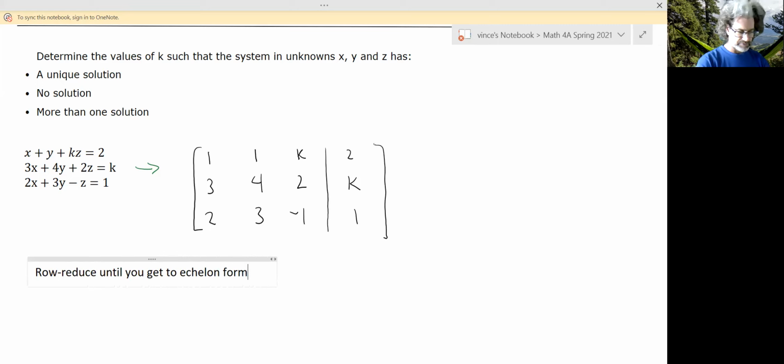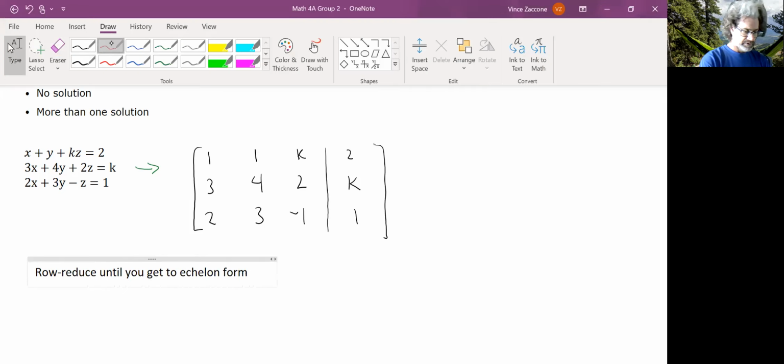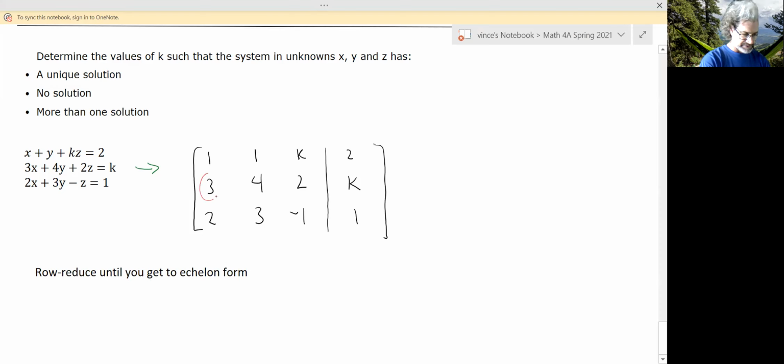So let's do that. The first steps I would do would be to use that first column and try to get zeros here and here, right? So where the 3 and the 2 are, that's where you want to knock those out. And we'll use the top row to do that. Luckily, there's already a 1 in the upper left corner, makes our lives easy, right? So let's go ahead and do a couple of row reduction steps.